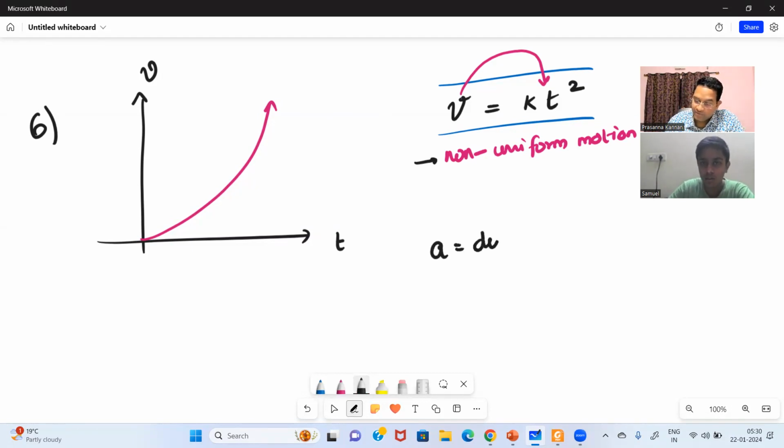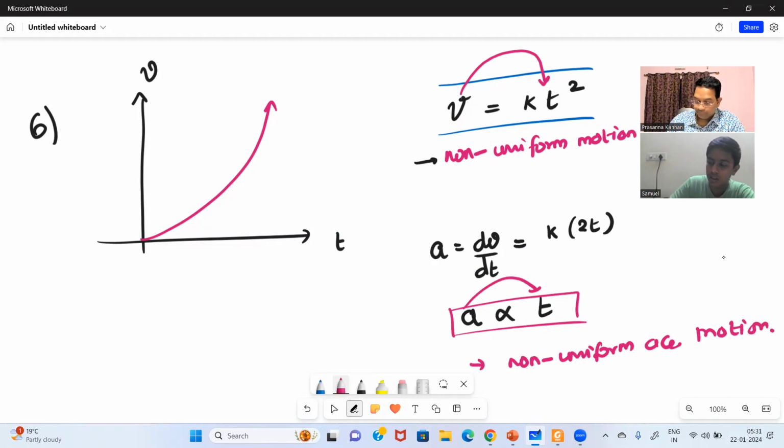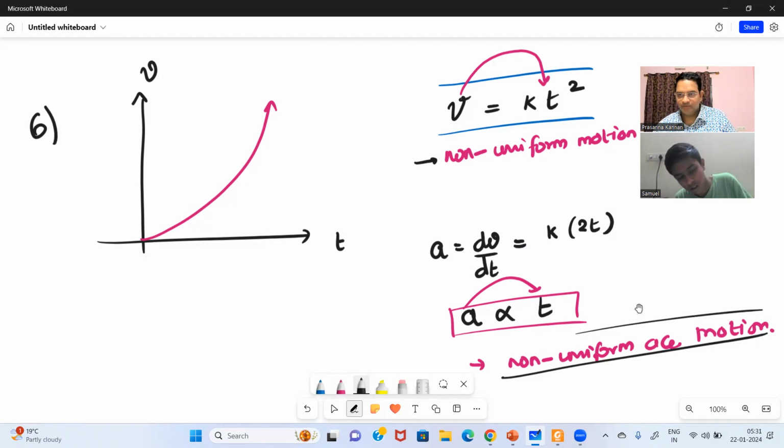So you get a is equal to dv by dt. When you differentiate, k is constant. When you differentiate t square, you get 2t. Don't worry about the 2k, right? So a is directly proportional to t. Which means a depends on time, which means a is not a constant. If a is not a constant, it changes, which means non-uniform accelerated motion. Is it clear? So there's no doubt in that.